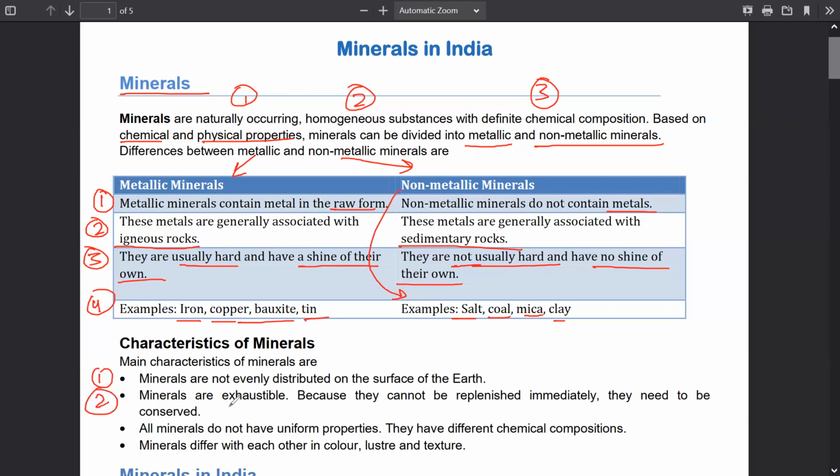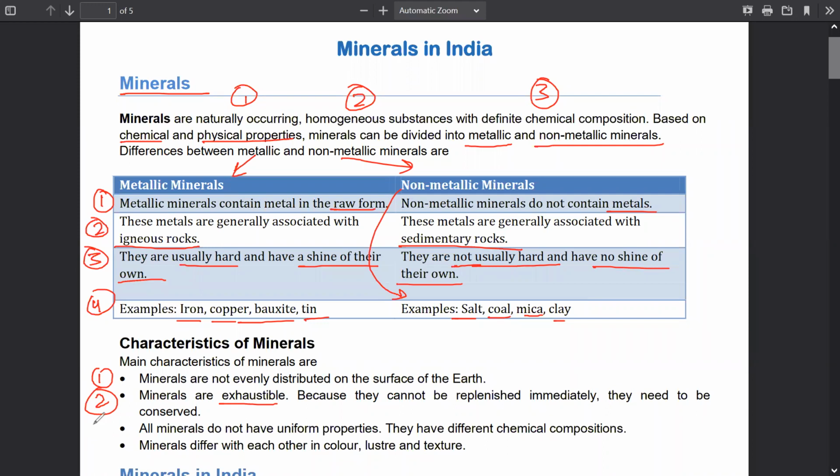Point two, minerals are exhaustible over a period of time. Because they cannot be replenished immediately, they need to be conserved. Minerals take thousands and thousands of years to form.